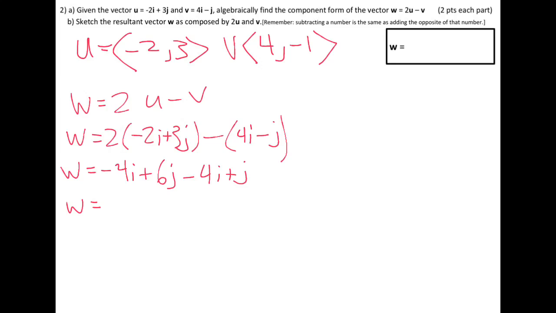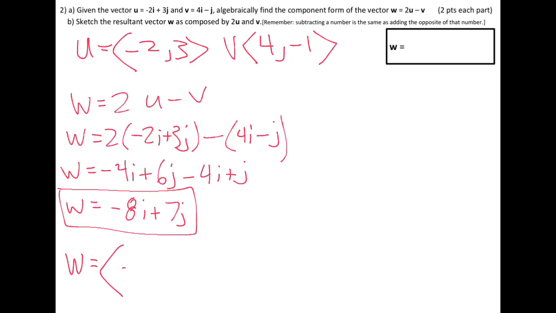Combine like terms to get w equals negative 4i minus another 4i gives us a negative 8i. And then a 6j plus a j gives us a positive 7j for vector w right there. We want to write this in component form, so we're going to say that vector w equals the vector negative 8, 7, and that is our answer.